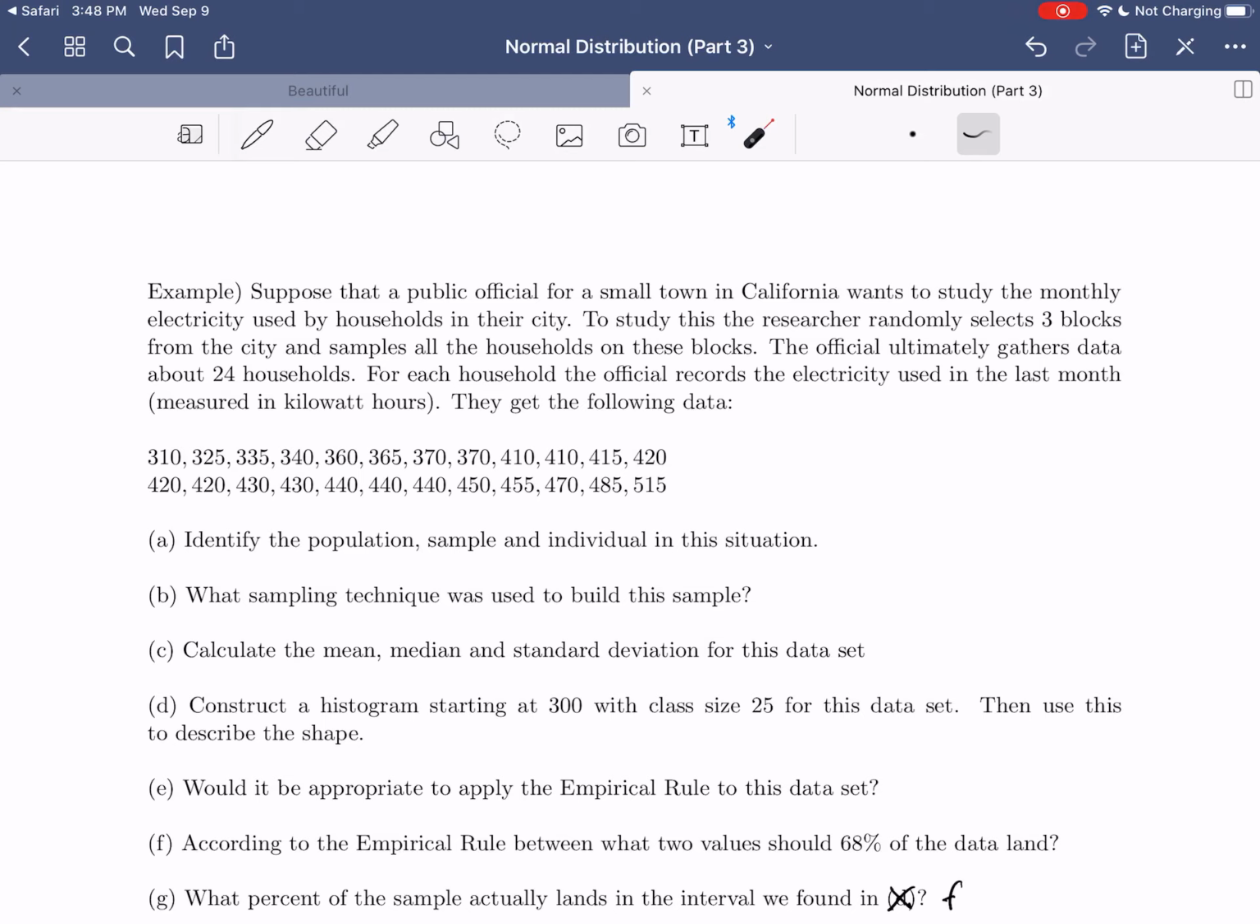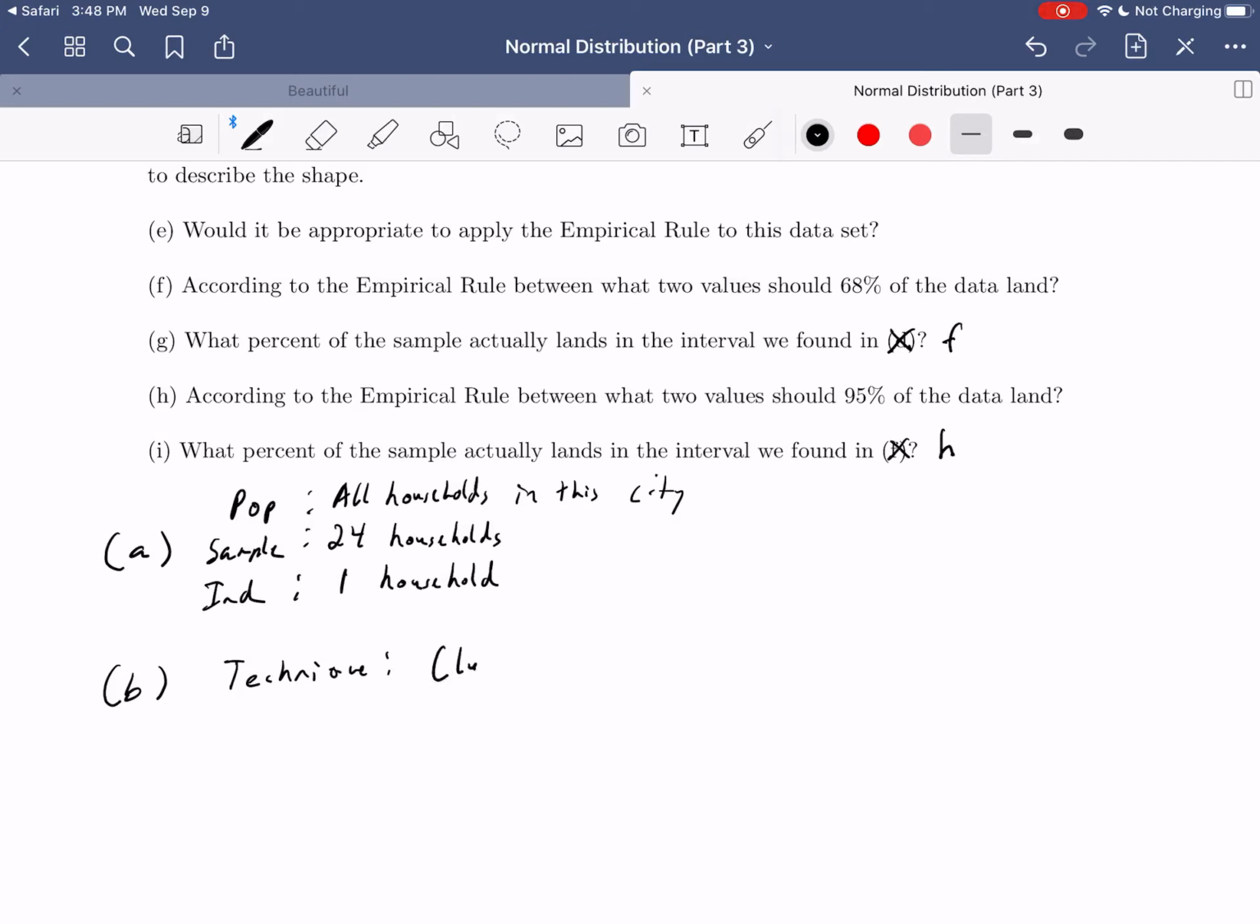Notice that in this situation, the amount of selections was 3. They selected 3 blocks, and they sampled all the households on those blocks. So while the researcher only made 3 selections, they ended up with 24 data points. Anytime the number of selections doesn't match the number of data points, you know that every selection was actually a cluster. So this would be a cluster sample here, and the clusters were each block.